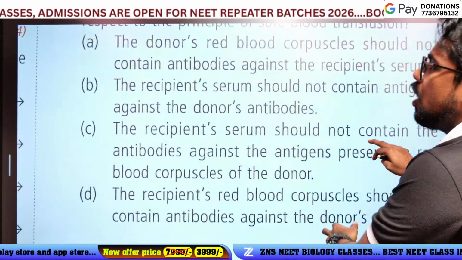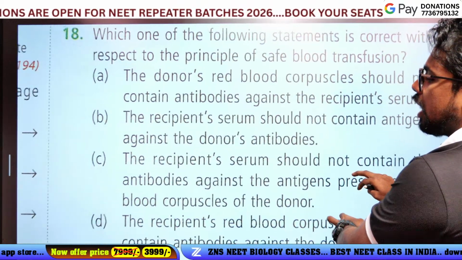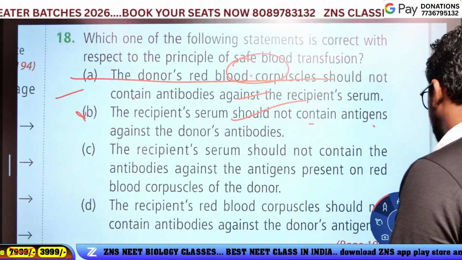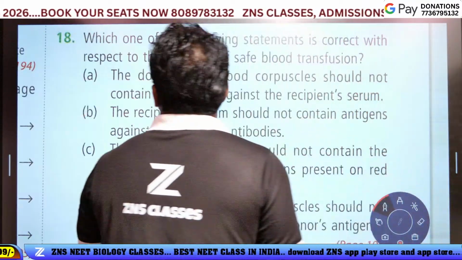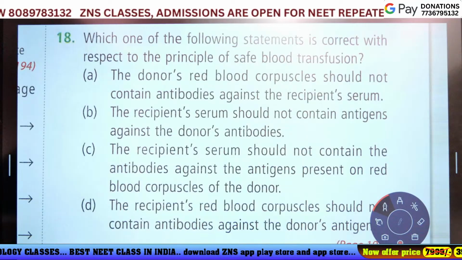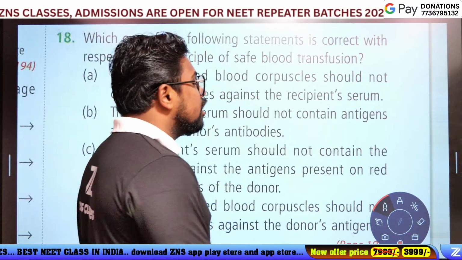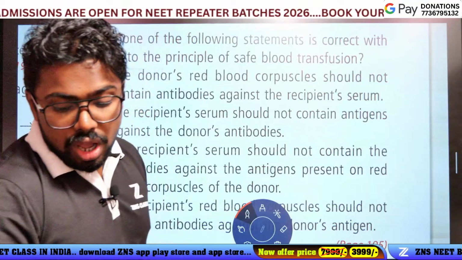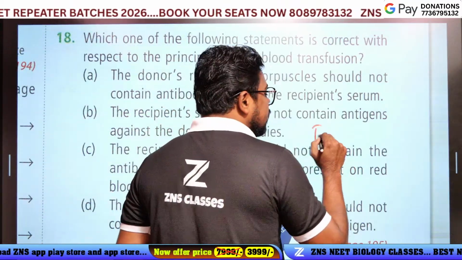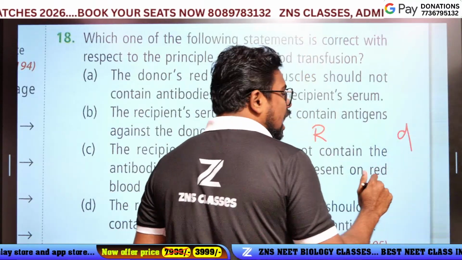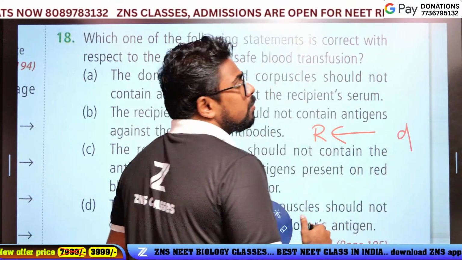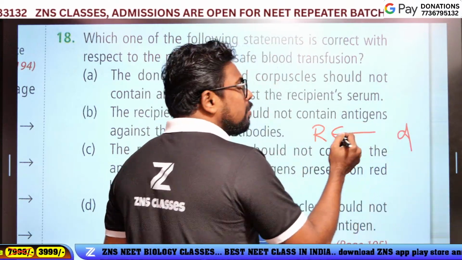Next, the 18th question. Which one of the following statements is correct with respect to the principle of safe transfusion? First of all, how does blood transfusion work? Guys, look here. There is a recipient and a donor. The recipient receives blood, and the donor transfers blood into the recipient.